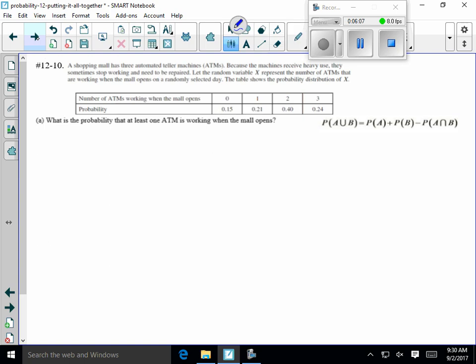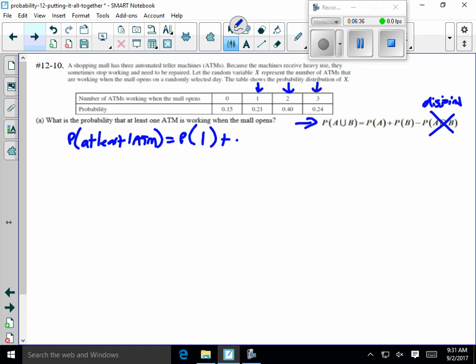So here's the OR formula written out. And the simplified version is if we have disjoint events, then that means that the probability of A and B happening would be 0. And that's true here, right? If we have one ATM open, then it can't be true that we also have two. So 1, 2, and 3, those are all disjoint events. And so that means we can write something like this. The probability that at least one ATM is open is just equal to the probability of 1 being open plus the probability of 2 being open plus the probability of 3 being open. And we don't have to subtract anything because there's no overlap.